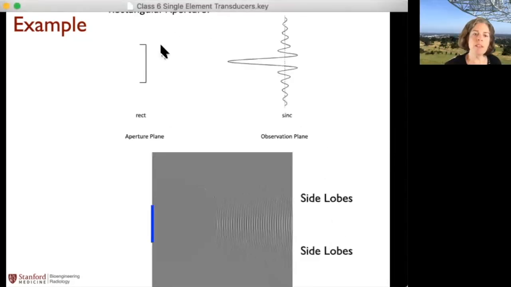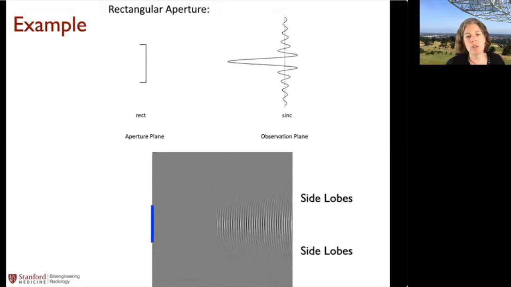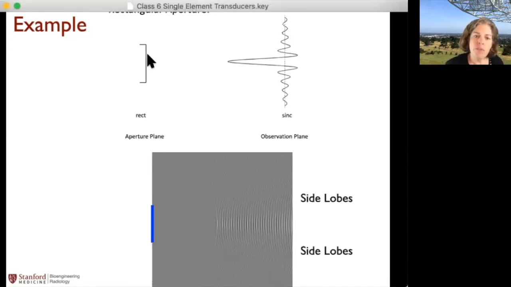Okay, and then the last little example I have is the rectangle. If your transducer is a rectangle, and a lot of transducers, you could even say that a planar transducer is a rectangle. It's actually a circle, so instead of getting a sinc times a sinc, you get a jinc. Anyway, if you Fourier transform the rectangle, you get something that's sort of sinc-like.